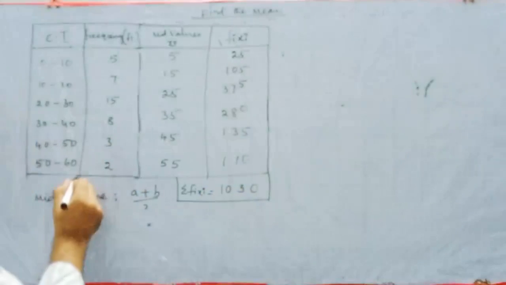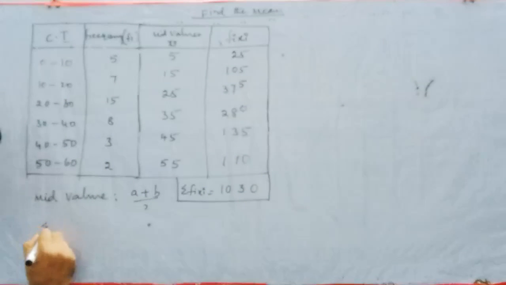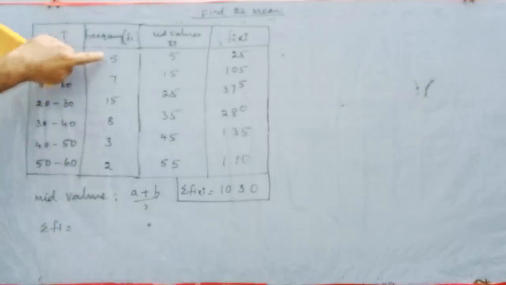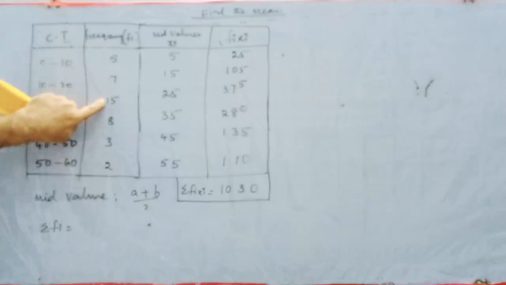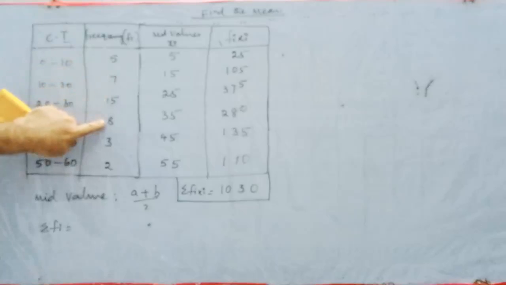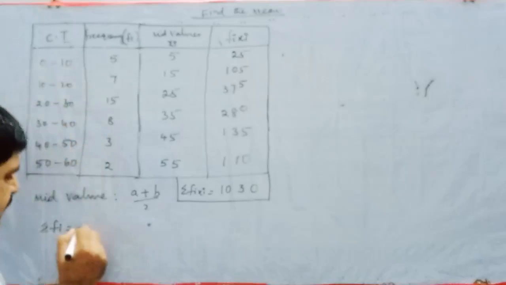Next here, the sum of the frequencies. N is equal to sigma fi is equal to how much? 5 plus 7, 12. 12 plus 15, 27. 27 plus 8, 35. 35 plus 3, 38 plus 2, 40.